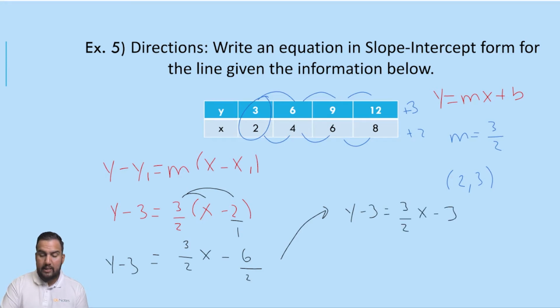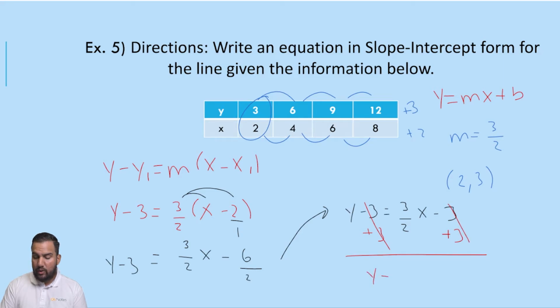Now the last step is I need to get y by itself. So how do I get y by itself? First step was to distribute. Second step is to isolate y by moving over the term next to it. There's a negative 3, so I'm going to add 3 to both sides. Make sure you add it to the number. The 3's cancel on the left and the 3's cancel on the right.